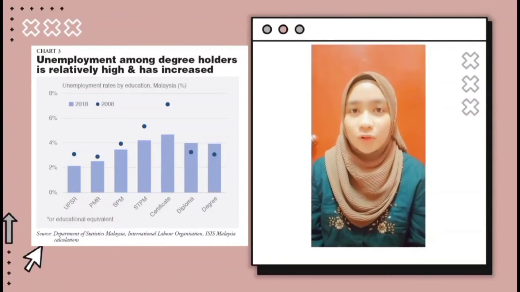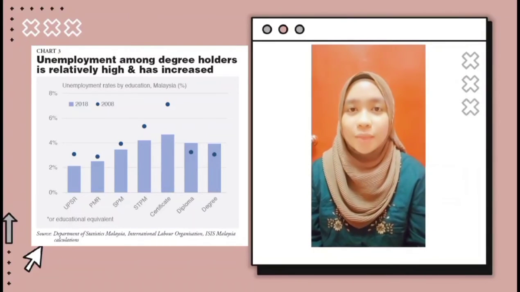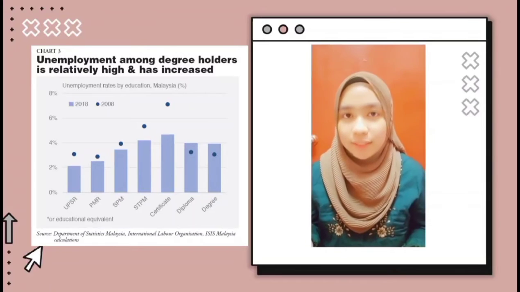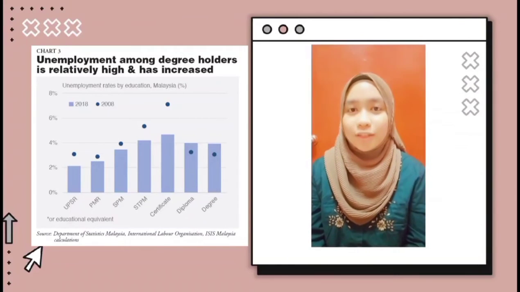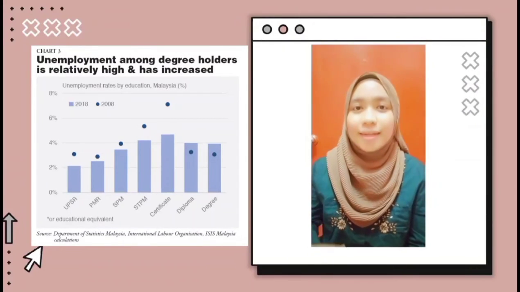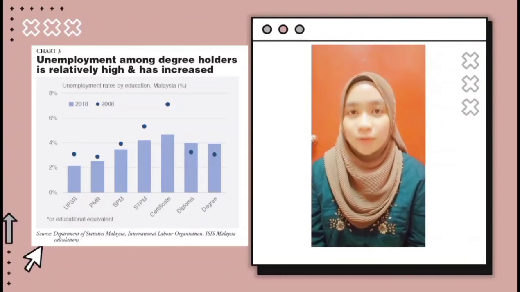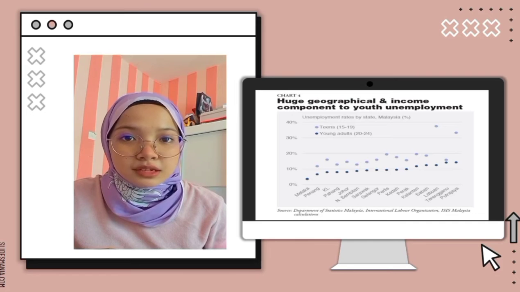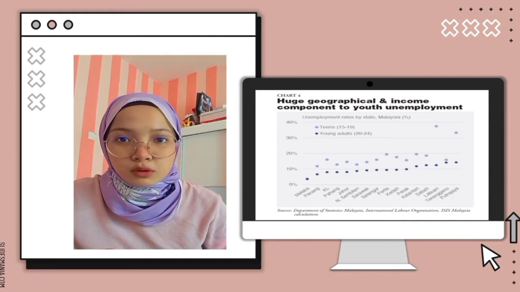Secondary education holders and below, together with STPM and certificate holders, have decreased drastically from 2008 until 2018. For diploma and degree holders, there is a slight increase in unemployment rate. This chart represents the unemployment rates in huge geographical and income components.